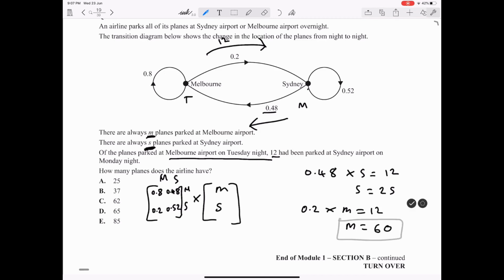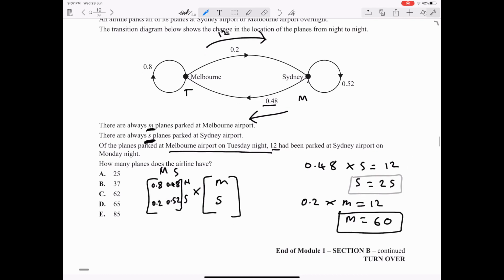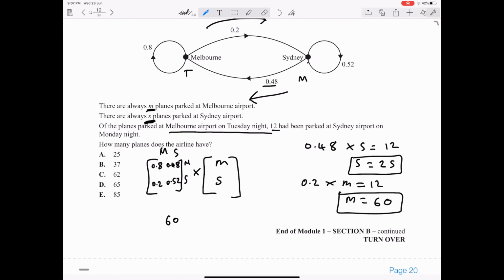So now we've determined the number of planes at each airport each night. So we know there are 60 planes at Melbourne Airport each night and 25 planes at Sydney Airport each night. So if you add that together, that'll give you the total number of planes that the airline has. So therefore E is the correct answer.